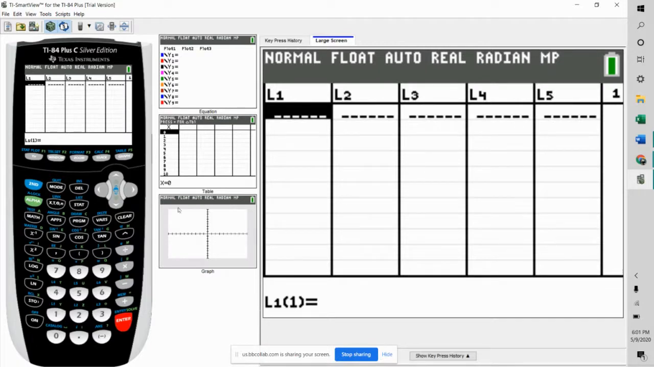Now when you're entering them, you can enter them here, or you can type them from your keyboard. So you have your list here. Now, once you get that list, there's different things you can do.